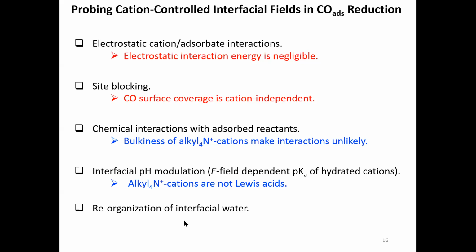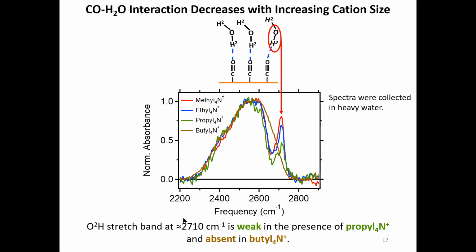To answer this question, we looked at the OH stretch of interfacial water. Now, before I walk you through the spectrum, I should point out that all our spectroscopy was carried out in heavy water. So this is the OH stretch of heavy water. You can see on top of that broad OH stretch, there's a sharp band around 2,710 wave numbers.